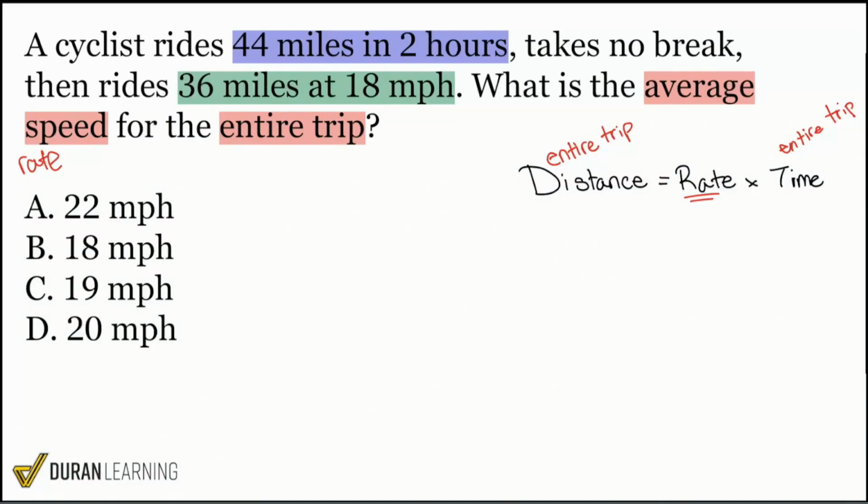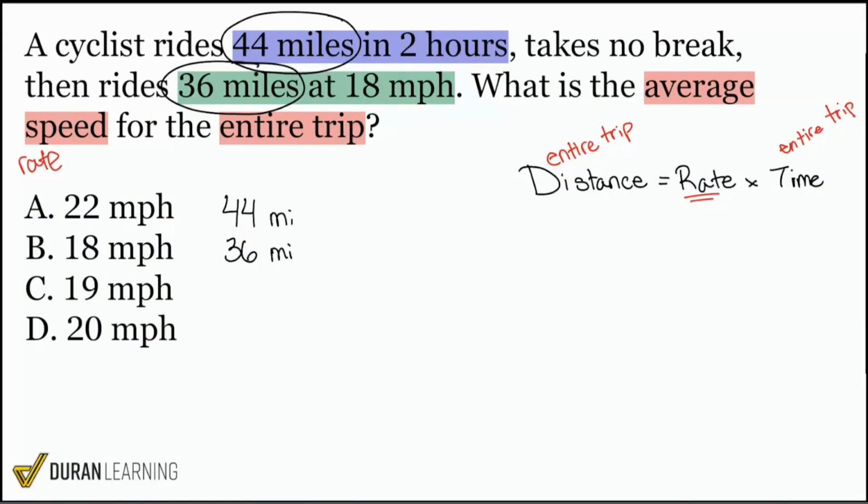If you're leaning towards distance, that's right. Distance is the easier one to find right now. How do I know this? Check it out. We have 44 miles for the first part of the trip, 36 miles for the second part of the trip. So if we want the entire distance, everybody, we're just adding 44 miles and 36 miles. That's how we're going to get the entire trip's distance.